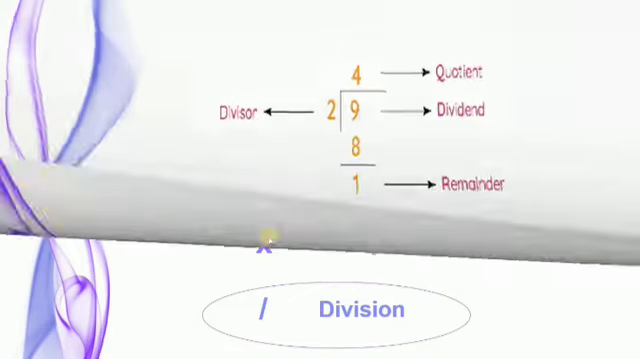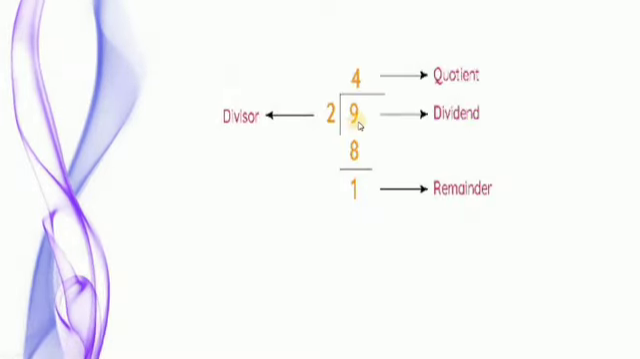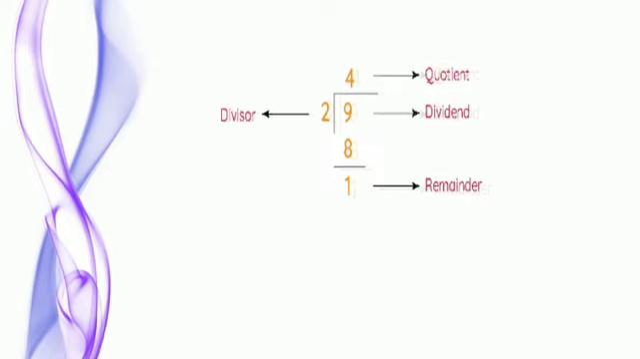Let us see another example. 9 is divided by 2 and we get a remainder of 1. Here 9 is said to be the dividend, 2 is the divisor, 1 is the remainder, and 4 is the quotient.